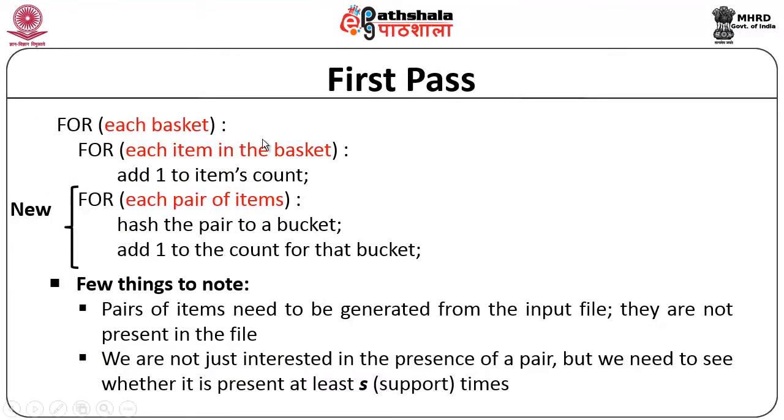So, the algorithm, how it is going to be modified is, we are going to introduce one more loop for each pair of items, apart from each and every item which has been used as pass 1. So, now what you are going to do here is, every pair of items that needs to be generated from the input file is actually not going to be part of the present file. So, we are actually not interested in the presence of a pair, but we are interested in seeing whether the item pair should be part of the sample space or not, that is whether it is associated with, say, my support count, whether it satisfies the support count or not.